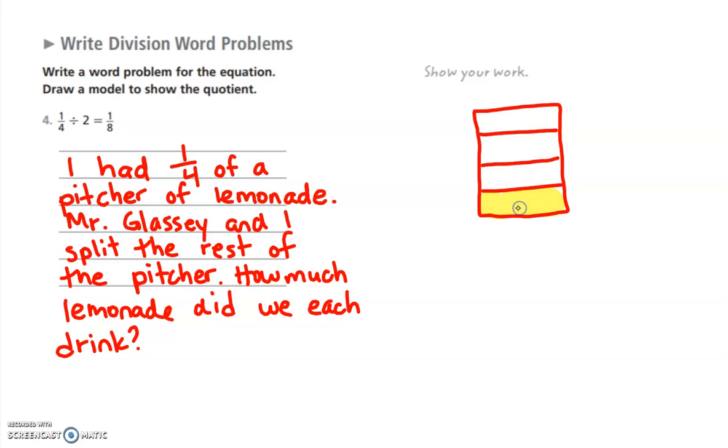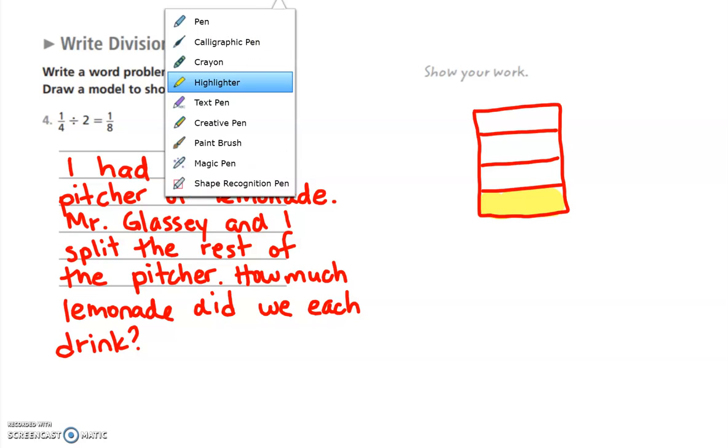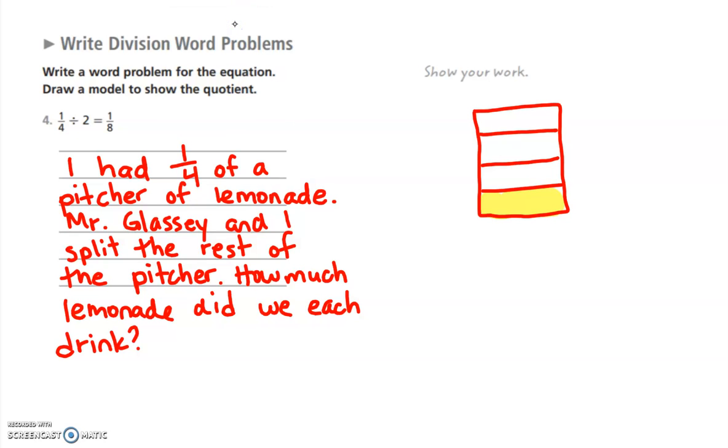So there's my lemonade there. And then I said in my word problem that Mr. Glassy and I split it in half. So that would mean then that I could split this in half. So how much of my original fraction was left over? Then that means that we each drank 1/8 of that original pitcher of lemonade. So that's your 1/4. You're dividing it by 2 to equal 1/8.